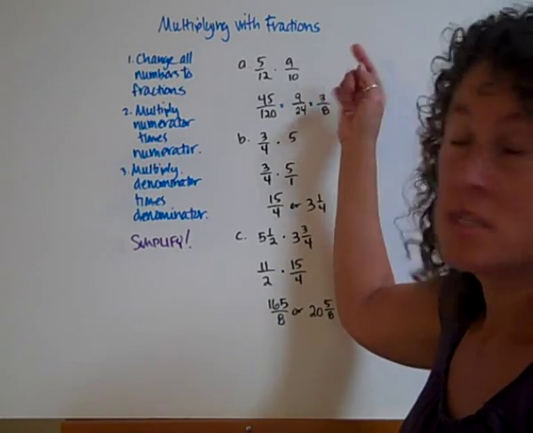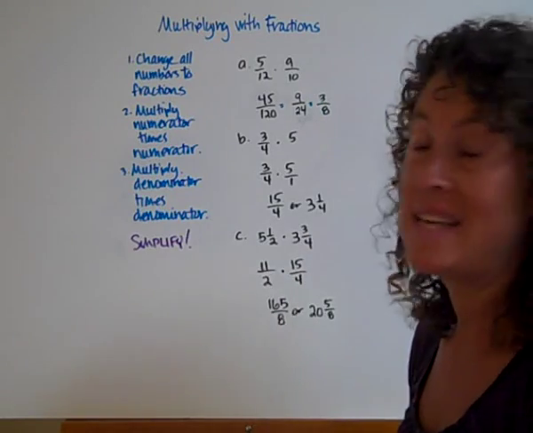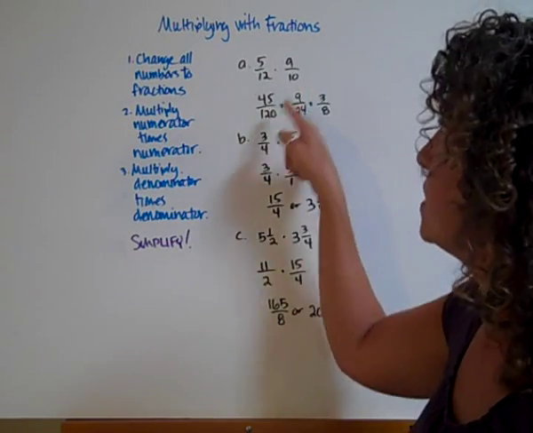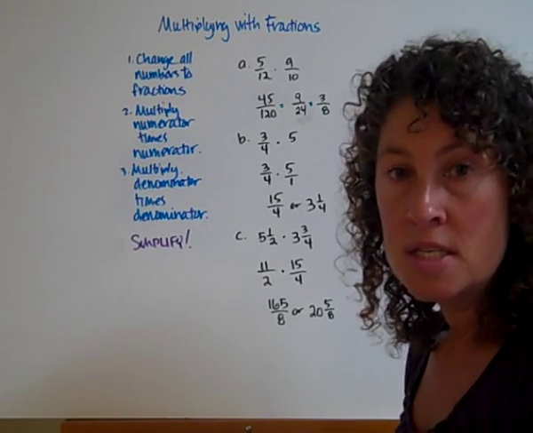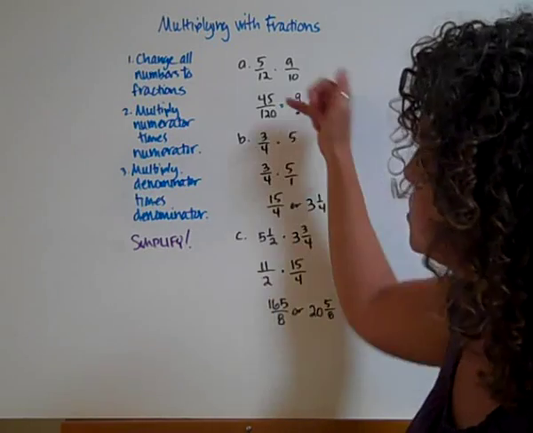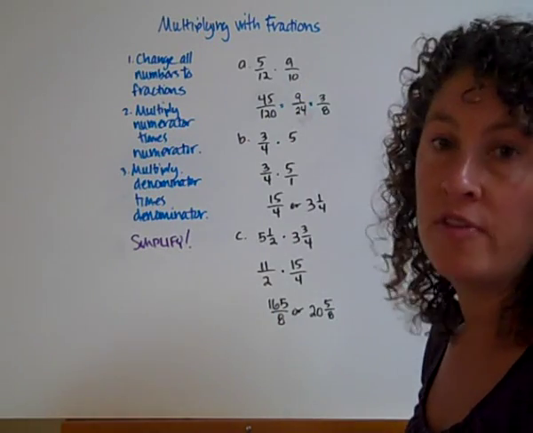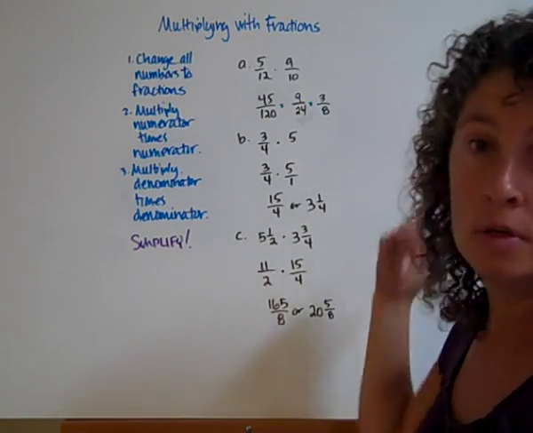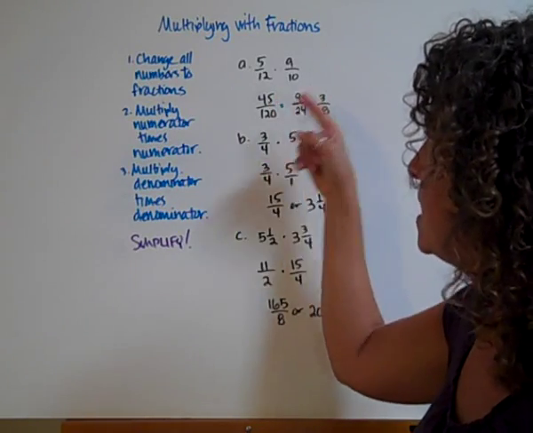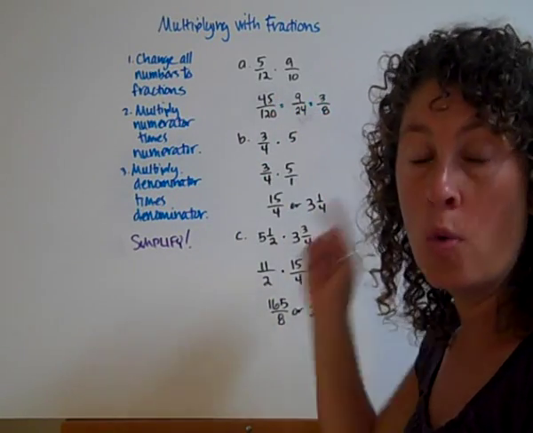So let's take a look at this first example. 5/12 times 9/10. I'm going to multiply 5 times 9, which is 45. 12 times 10, which is 120. Let's see if I can simplify this and make this denominator any smaller. So 45 and 120 have a common factor of 5. I know because this ends in 5 and this ends in 0. 45 divided by 5 is 9. 120 divided by 5 is 24.